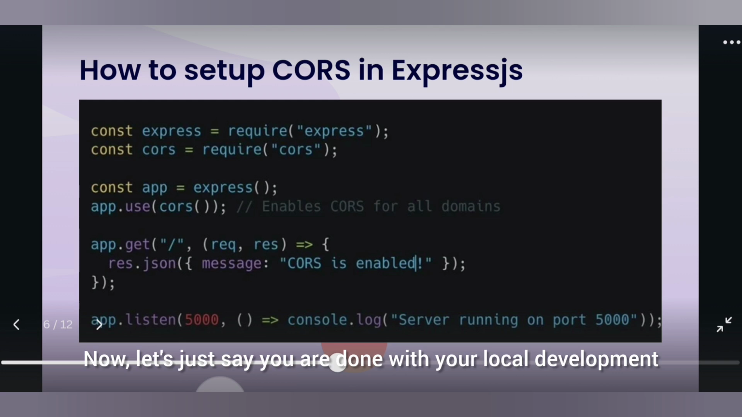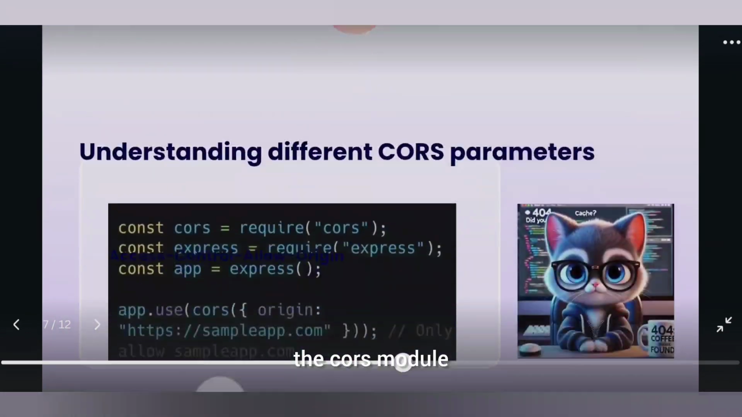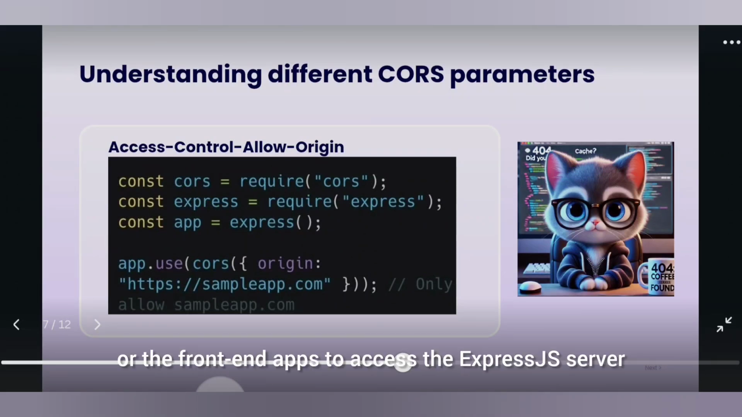Now let's just say you are done with your local development and you want to deploy the app. In that case you have to restrict the domains from which the Express.js server API requests are allowed. For that we have some parameters within the CORS module, and these are the parameters which are responsible for allowing the front-end apps to access the Express.js server.